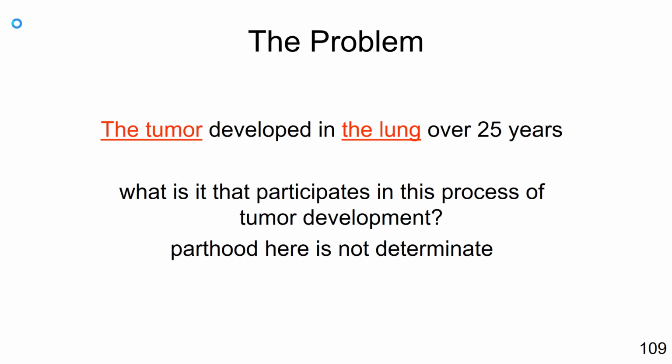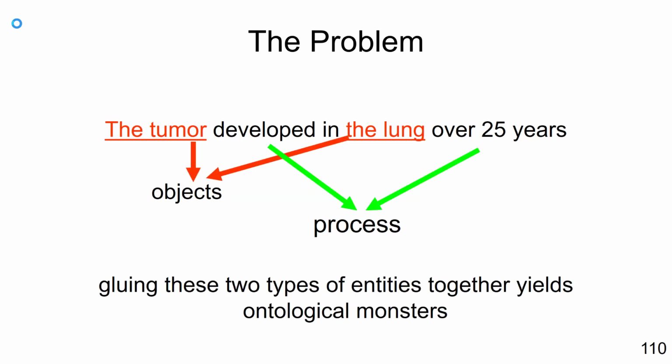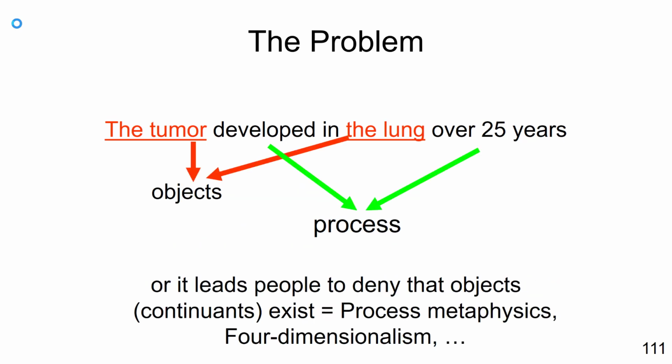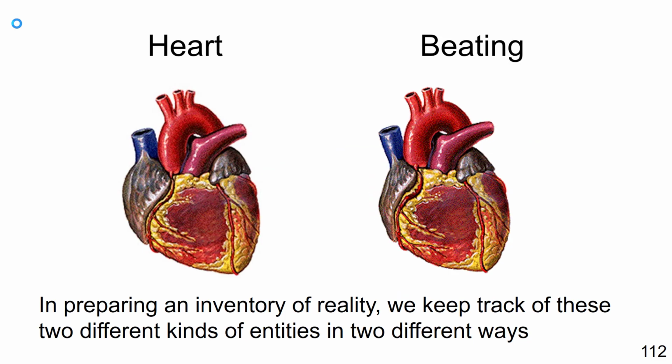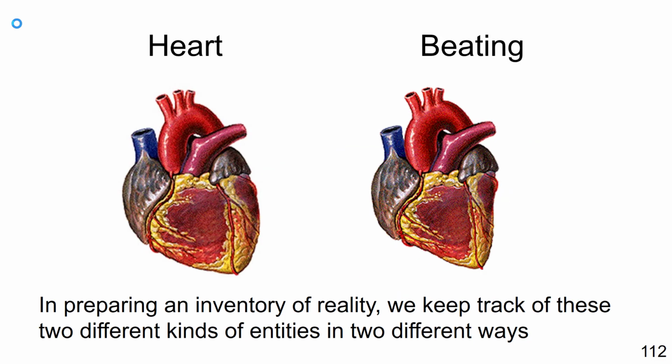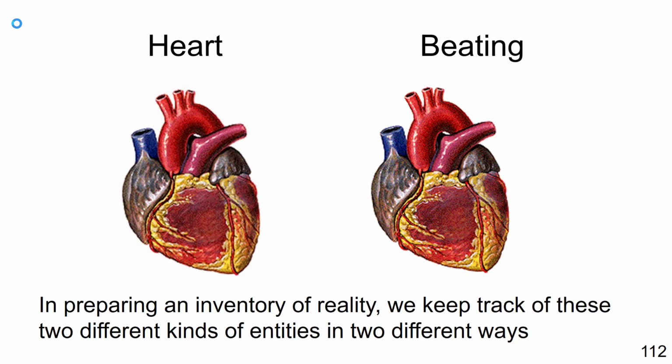All right, now, we need both continuants and occurrents because we need to say things like this. We have processes, which is the tumor developing, but we also need objects, the tumor that develops. And if we have processes, the processes will have extensions in time. So we need time regions.